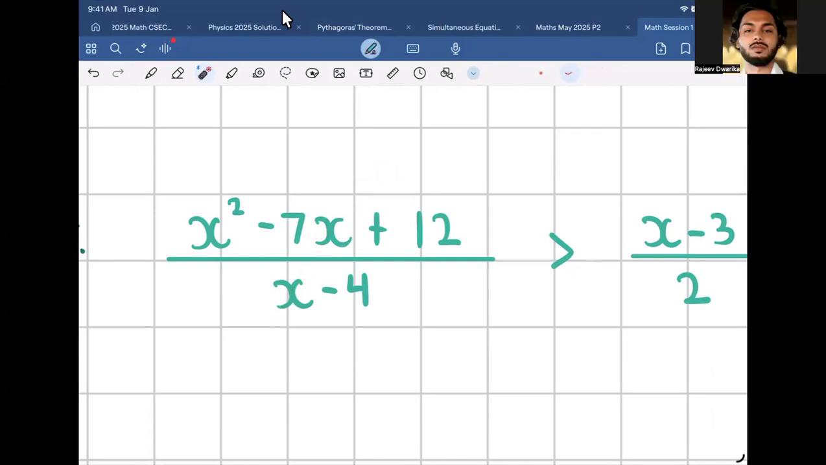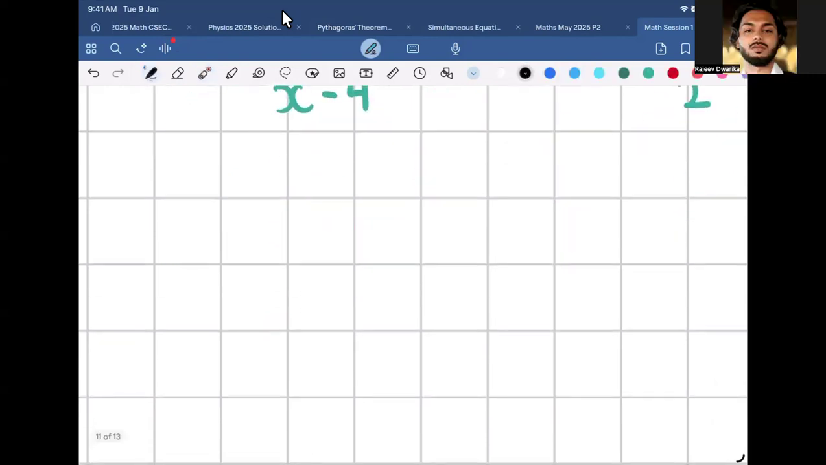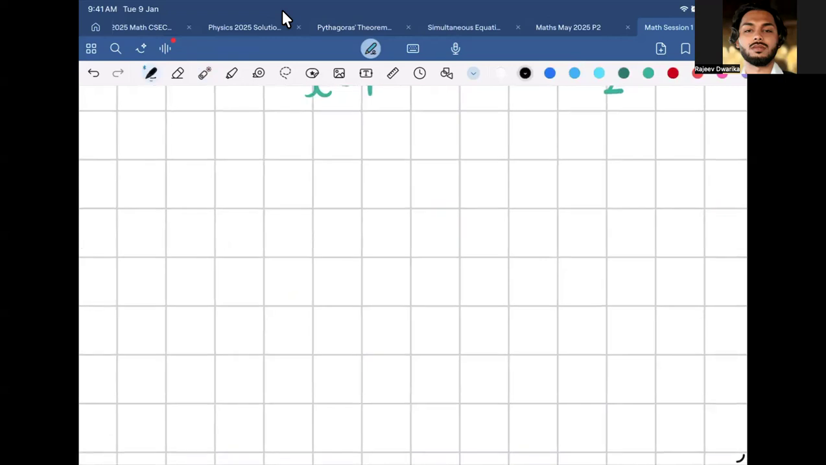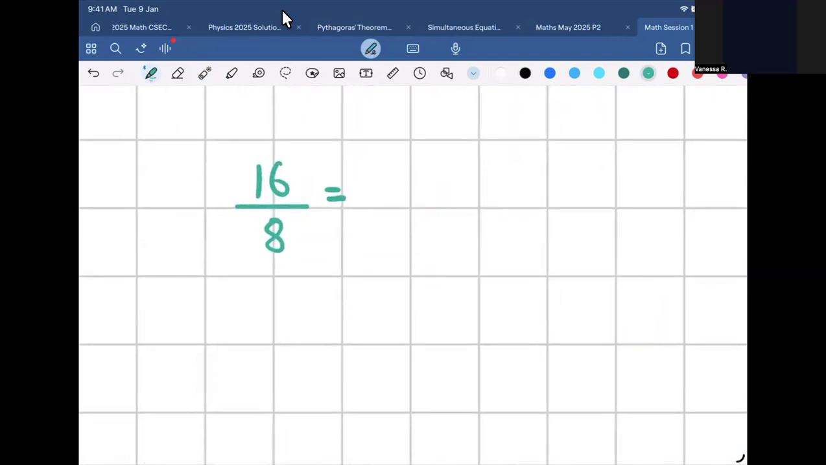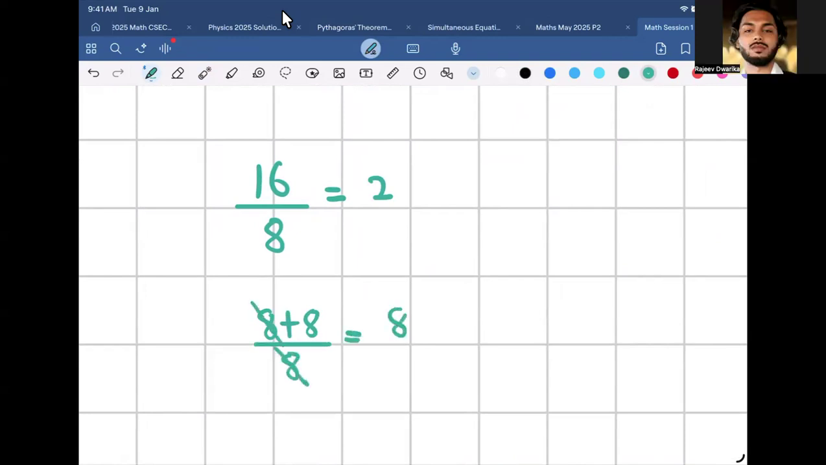Let me show you something. I'm going to show you guys why you cannot cancel off when something is involved in a sum or a difference. So Vanessa, imagine you have 16 over 8. What would that be equal to? 2. That makes sense too. Yeah. And I could write 16 as 8 plus 8. Does it make sense for me to cancel off the 8 with the 8 and say that the answer is 8? Yeah. You sure? Yeah.